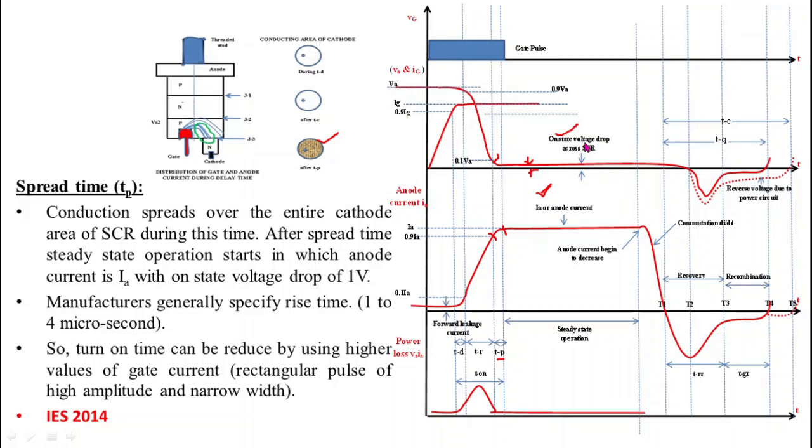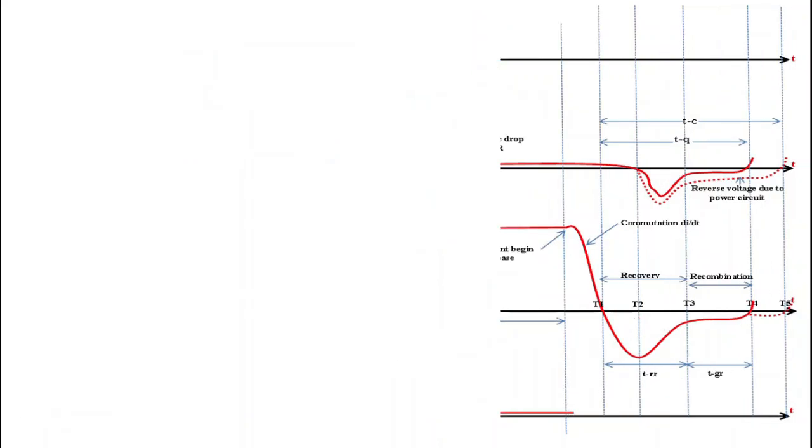Now we will discuss the turn off process. As I already told you, turn off time is the sum of reverse recovery time TRR and gate recovery time TGR. First we will see TRR. TRR is the time period between instants T3 and T1. This is T3 and this is T1.